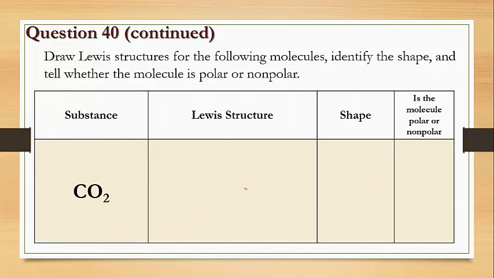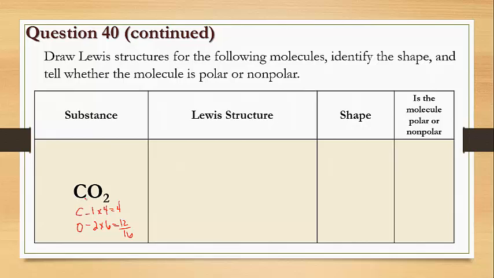The next one we have is CO2. So I'm going to list out the elements, count the number of atoms, multiply by the valence electrons that they have, and then add them up after I've multiplied. So 4 plus 12 is 16. Alright, so I need to place 16 electrons.